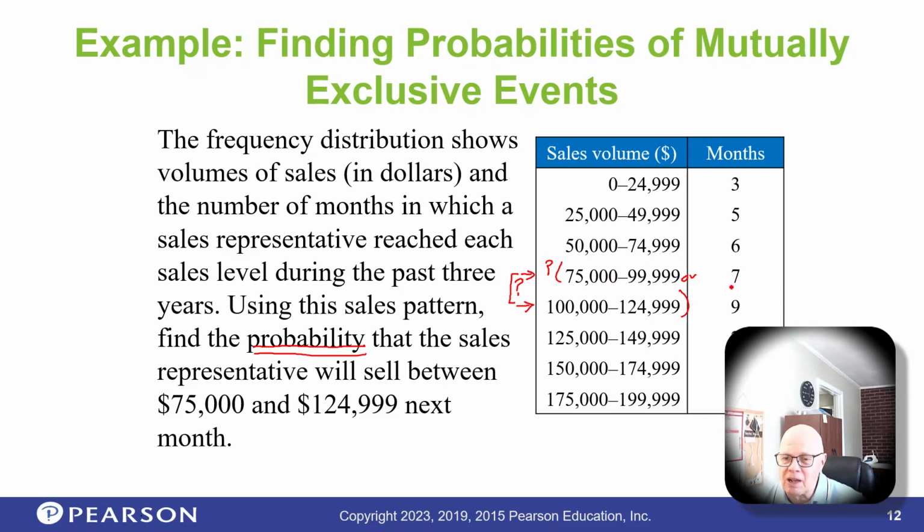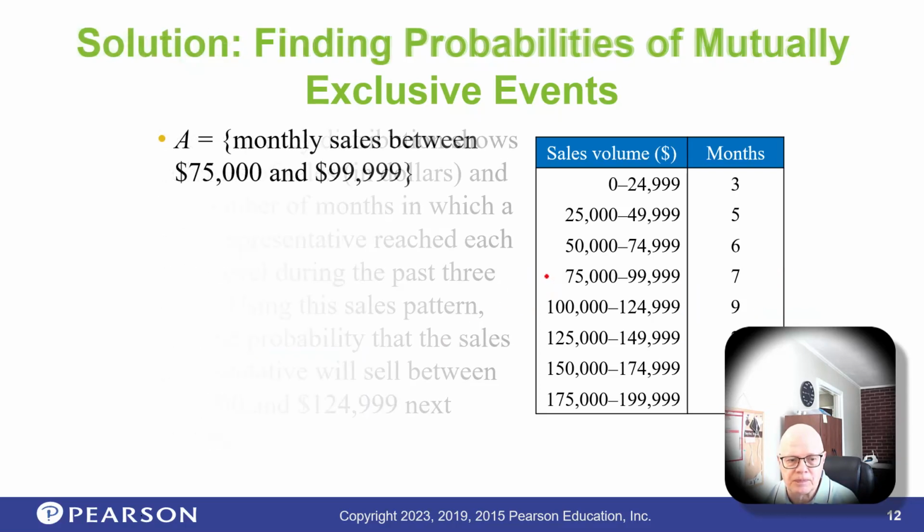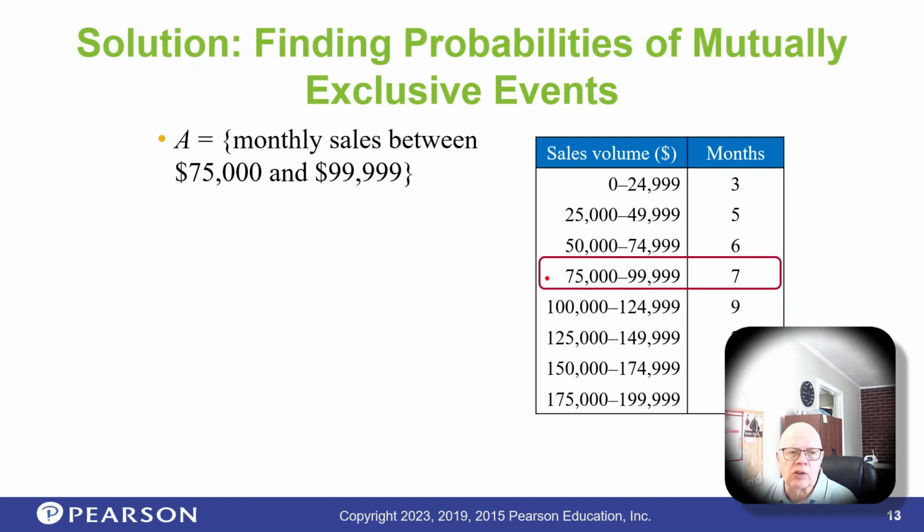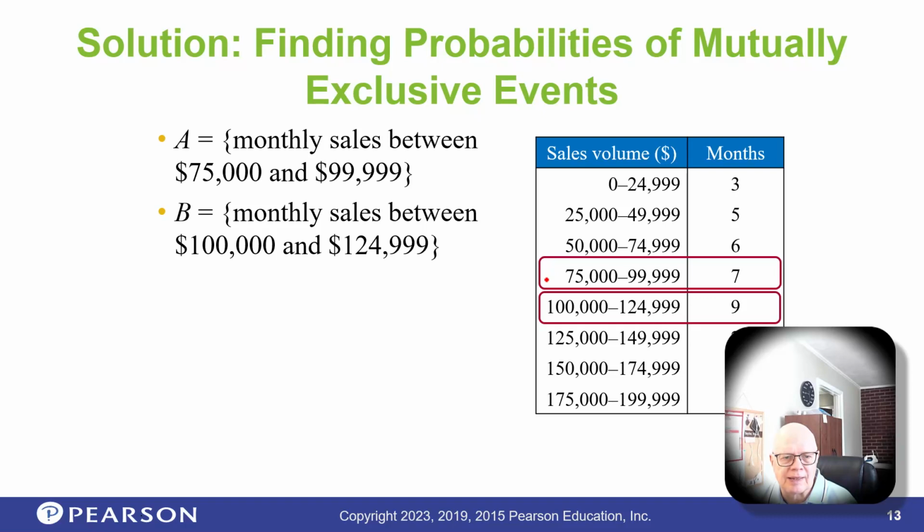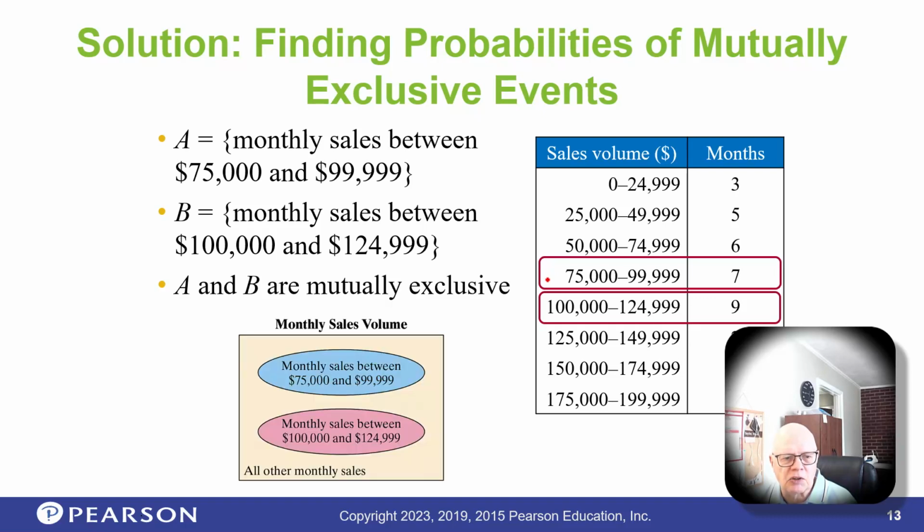Can they happen at the same time? No. They're different lines. So we use the addition rule. Notice it's OR to get 75,000 to 124,999. It could be in either one of them, OR. So first event, second event, addition rule. And what do we have? You can't have your sales in there and in there at the same time.